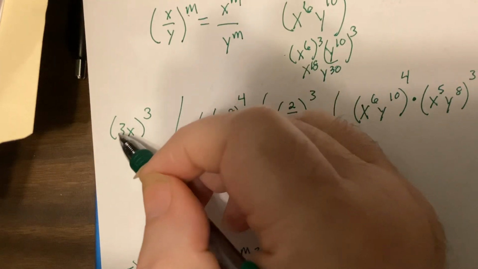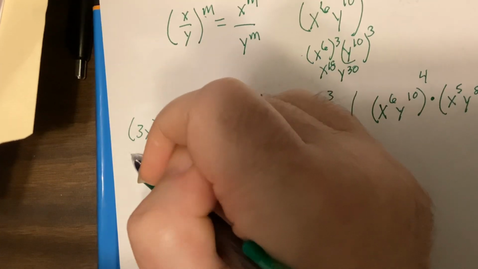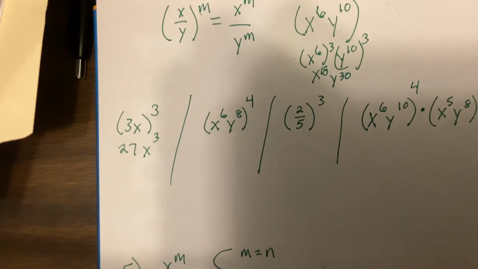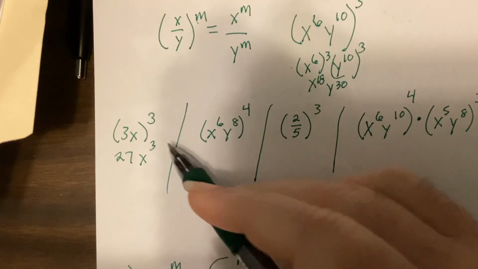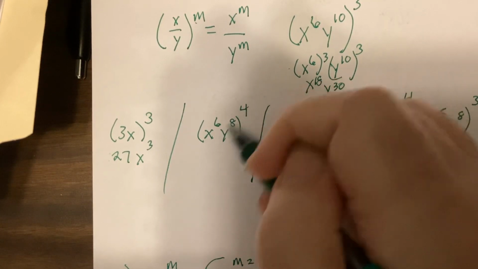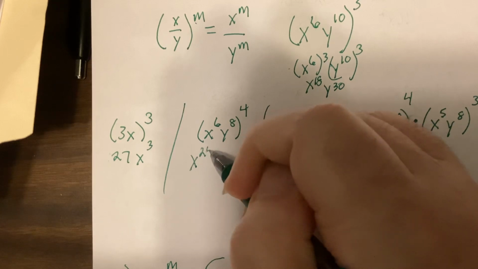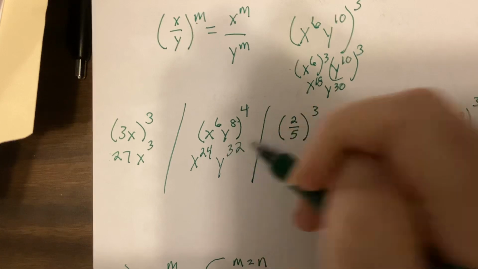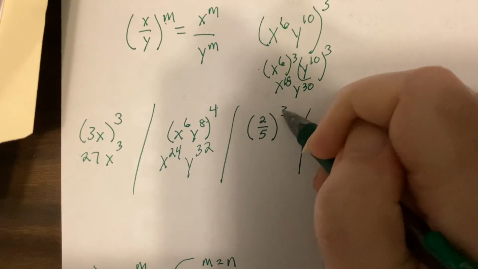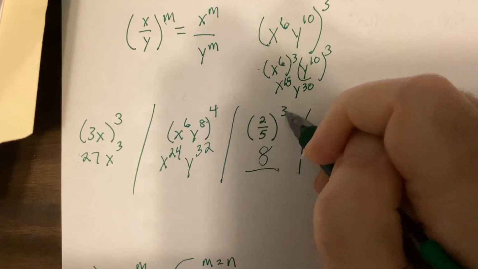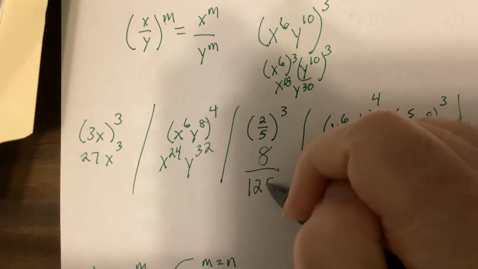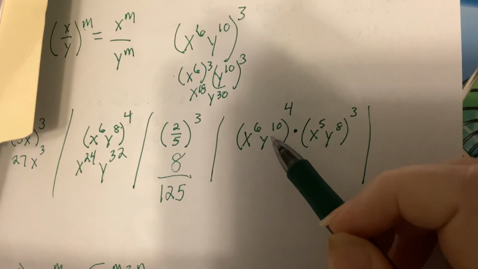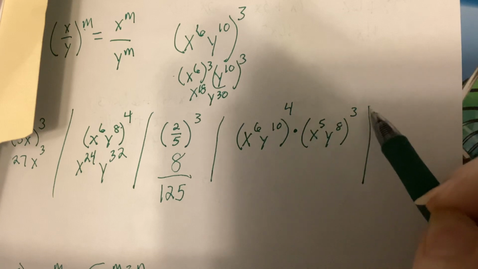Okay, so 3 cubed is 27. X to the first cubed is x to the 3rd. X to the 6 to the 4th would be x to the 24th. Y to the 8 to the 4th would be y to the 32nd. This one, 2 cubed is 8. 5 cubed is 125.